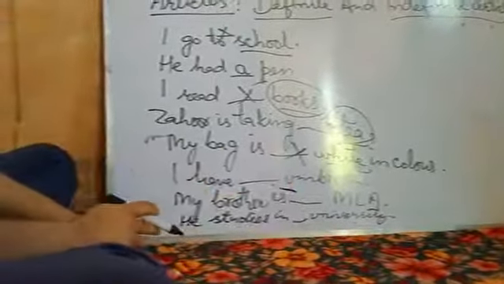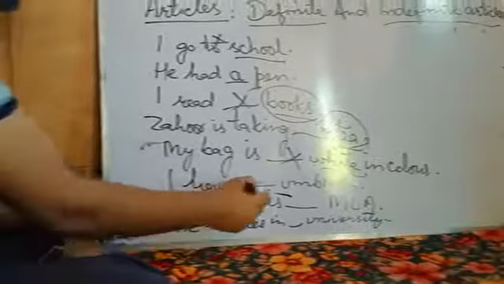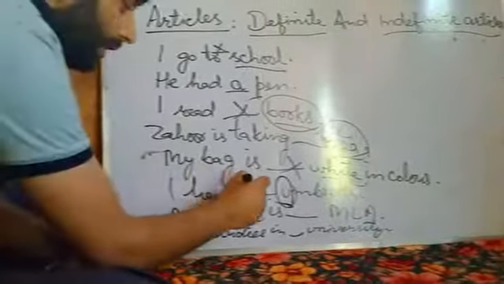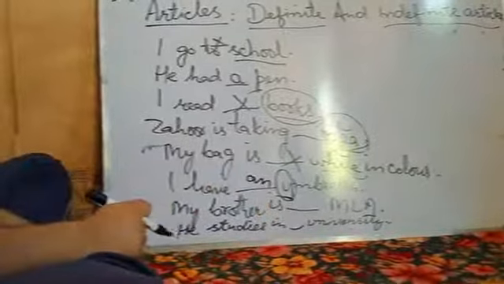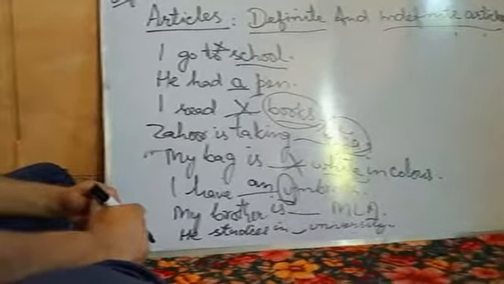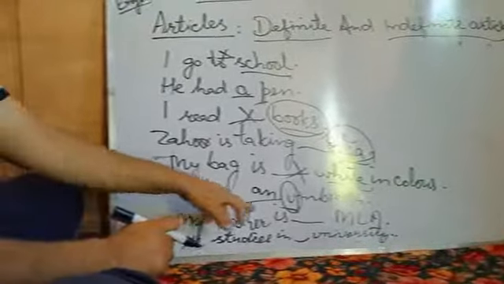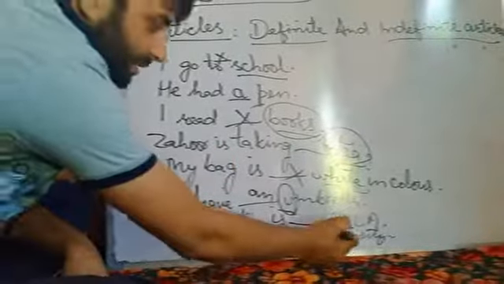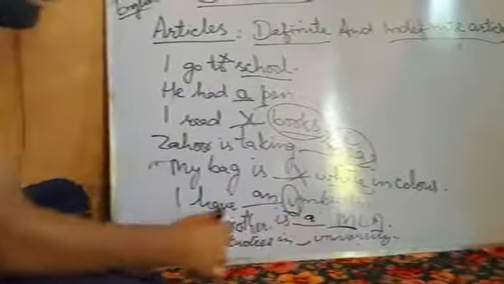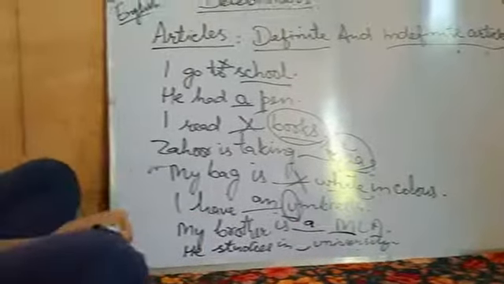I have dash umbrella. U is a vowel. So I have an umbrella. As per the rule, when it is a vowel, we need to use an. My brother is dash MLA. My brother is a MLA, but I have used here a, and it is wrong.